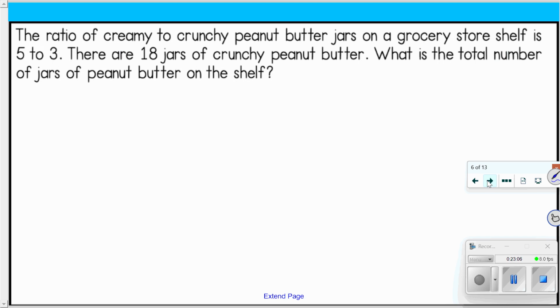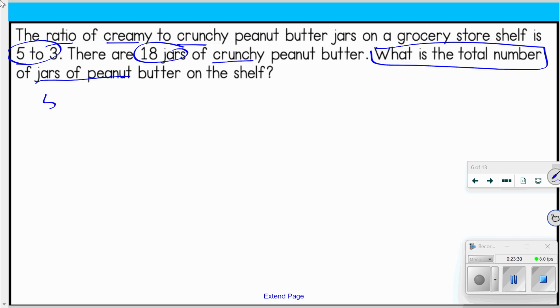Okay, let's do our next one. This one should be relatively simple. Just one question. I'll give you guys 1 minute. One key, make sure you're marking your text, guys. The ratio of creamy to crunchy peanut butter jars on the grocery store shelf is 5 to 3. There are 18 jars of crunchy peanut butter. What is the total number of jars of peanut butter on the shelf?